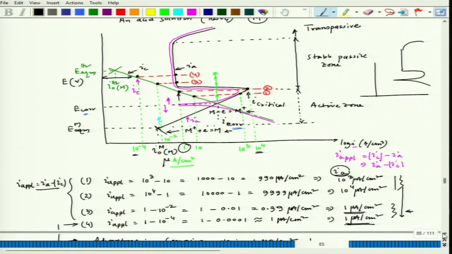By maintaining the position of the polarization at this location, it is better to position it a bit away from the location where passivity starts, so that even if there is a little fluctuation in the current potential, it would not come back to this location. See, let us say there is a small amount of fluctuation in potential. Maintaining that potential, it will still maintain its position in the stable passive zone. So, that is what is called the protection zone.